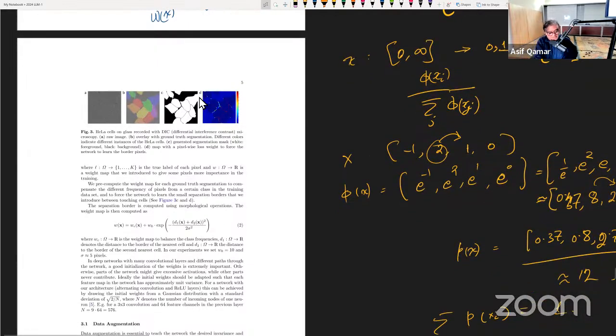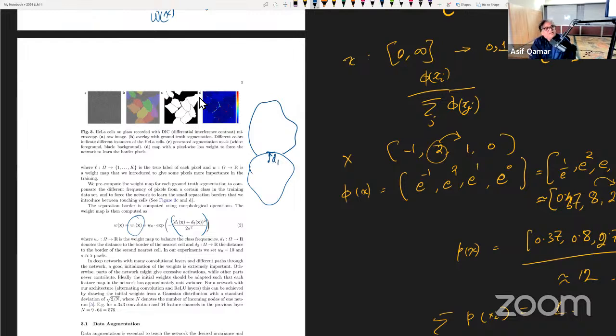The other thing they do is the exponentiation part. They also take the distance factor into account. Now, what are these distances here? I'll give you the basic intuition. Distance to the border of the nearest cell. So think about it this way. You're doing segmentation. This is a cell. Suppose you are here, right? And suppose the cells are here. The nearest cell boundary is this. This is your distance, right? B1.